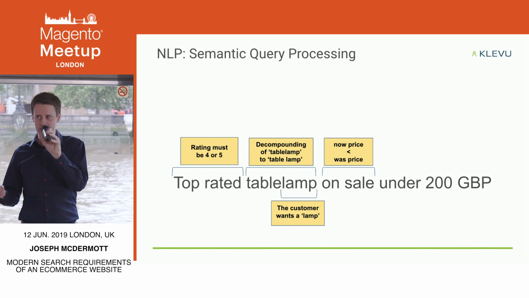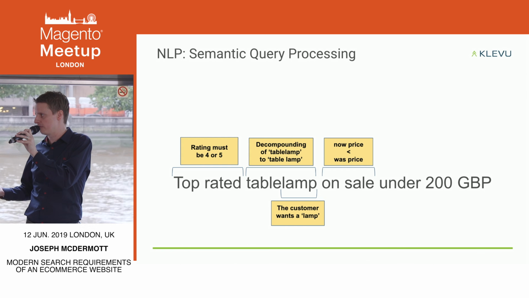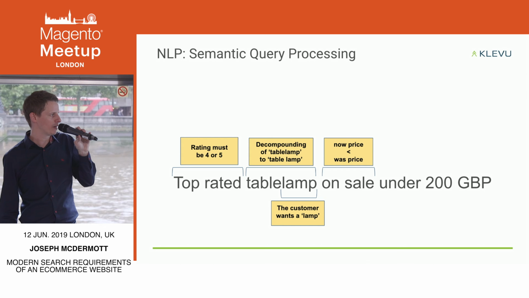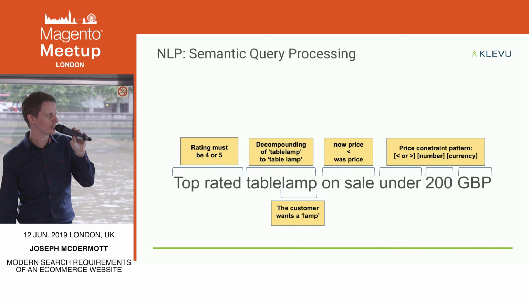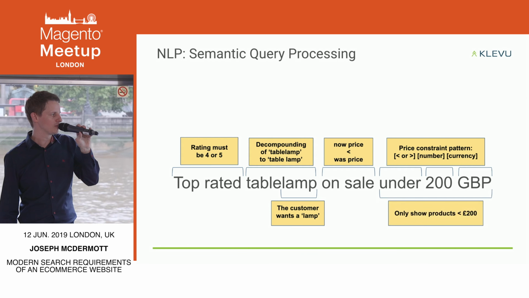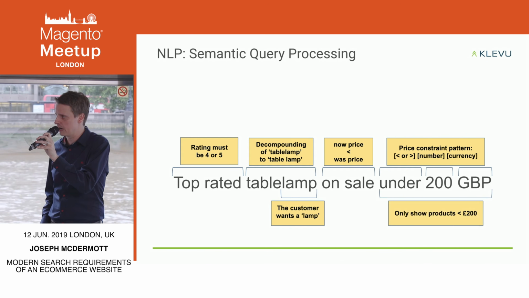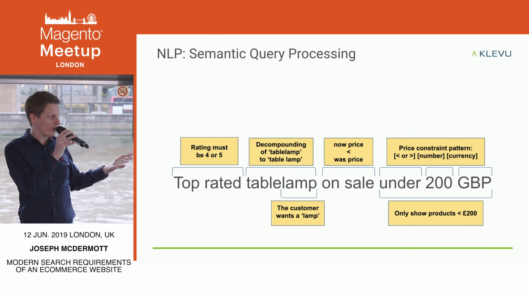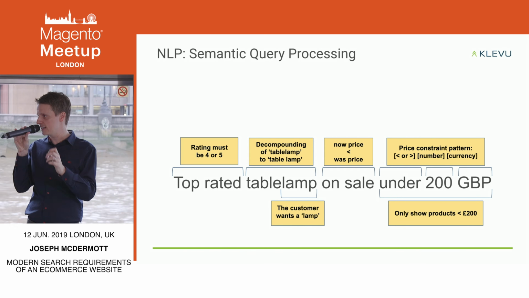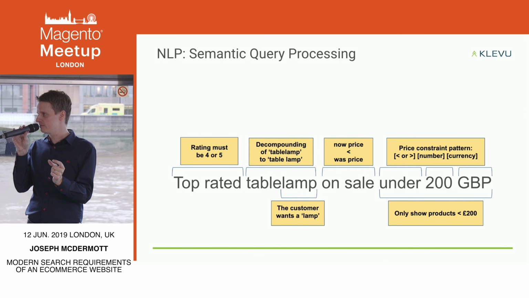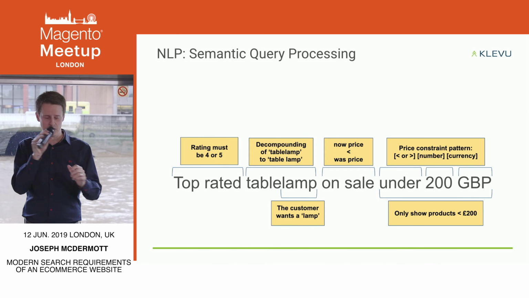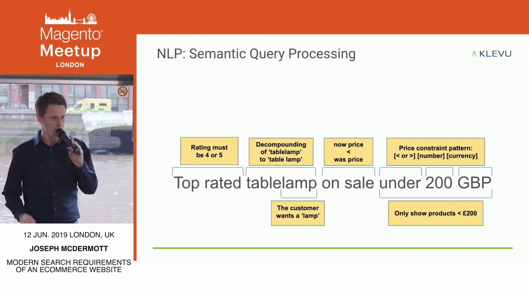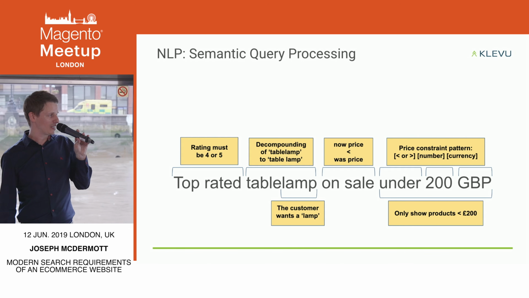So we might say that we have a filter for the rating, it must be 4 or 5, or we say it must be in a particular category, like a top-rated category. And then finally, we have the price constraint pattern at the end, so we can add a filter here to show only products under £200. So with natural language processing, you can take this huge query, and the most important thing is you can find out that the customer is looking for a lamp. That's the most important thing. They want a lamp. Everything else is just filters. They're just kinds of lamps. And that's what NLP can do. Now, you might look at this and think it's ridiculous.